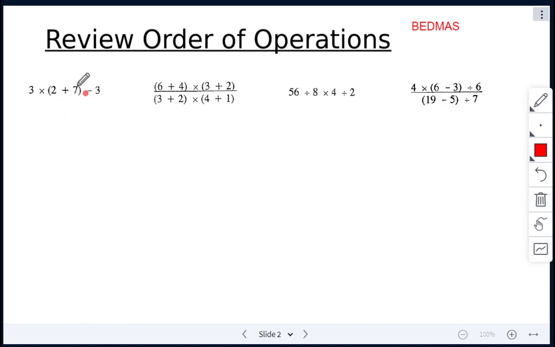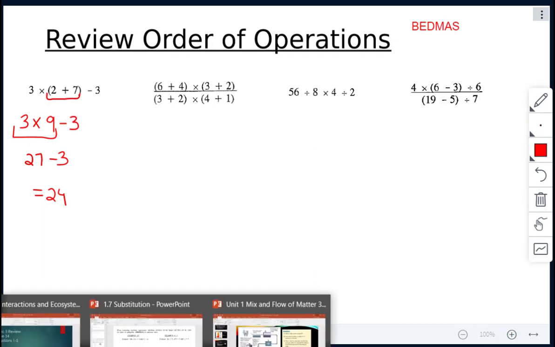We have brackets, so we have to complete inside the brackets first. So 3 times 2 plus 7 gives me 9, and then I have minus 3. All right, 3 times 9 is 27, so I'm doing multiplication next. So I have 27 minus 3, which gives me my answer of 24. So if you got 24, that was correct.